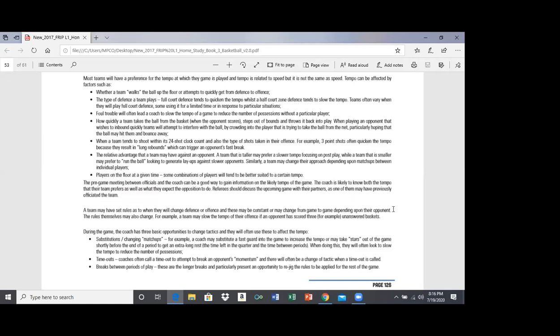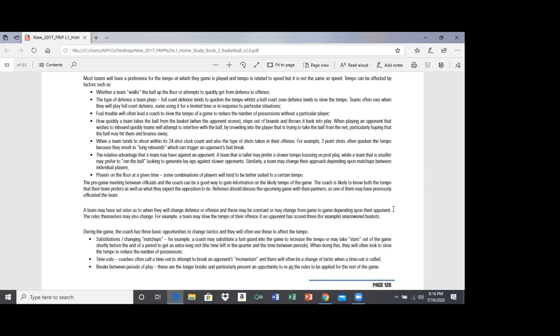Teams may have set rules as to when they change the defense or offense. And then, of course, teams know that certain players, after 12, 15 minutes of play, they're going to get tired, and then they're going to start fouling. And it happens. So you have to change the nature of the game. So the team may have set rules as to when they will change the defense or offense. And these may be constant or may change from game to game depending upon their opponent. The rules themselves may also change.